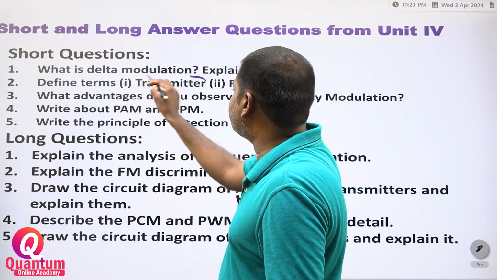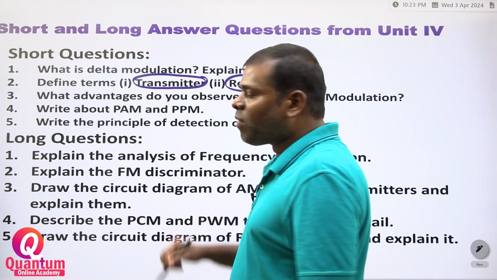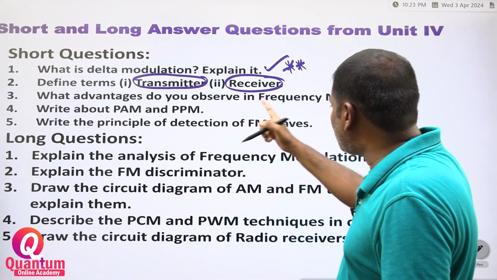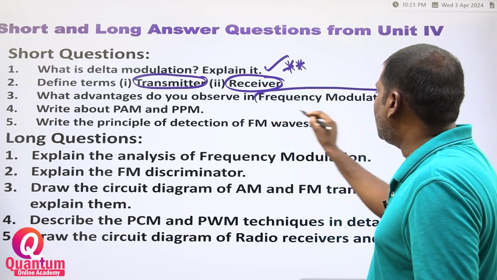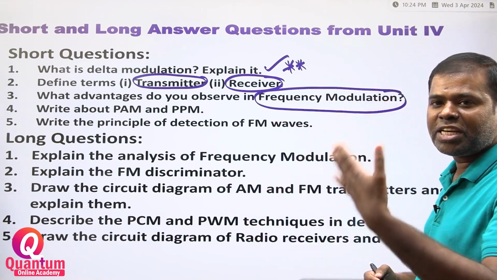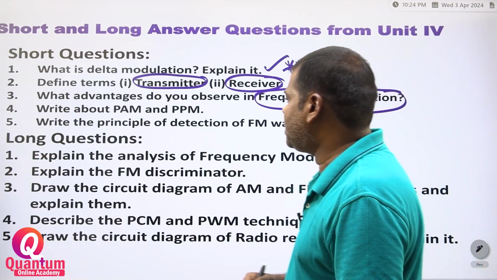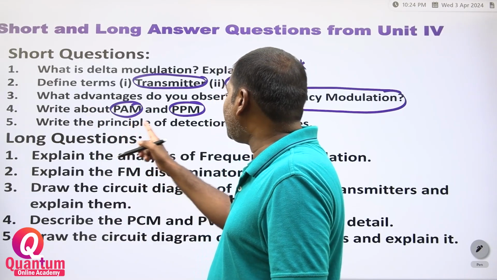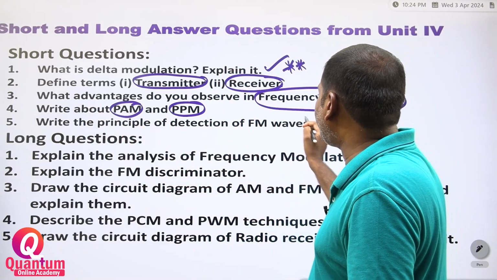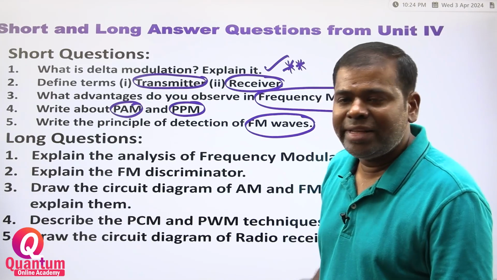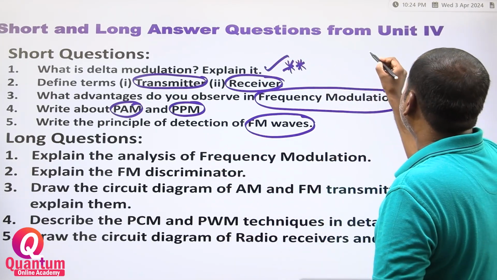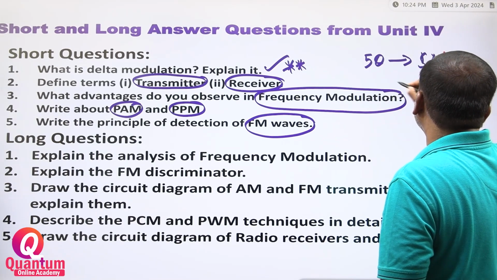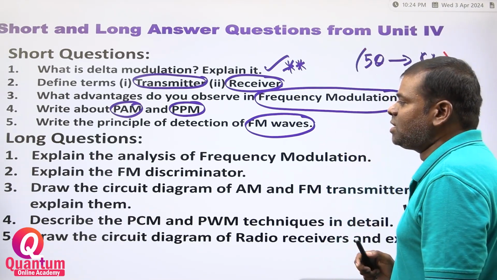Define the terms transmitter and receiver. What is the transmitter? What is the receiver? You have to explain. What advantages do you observe in frequency modulation? In frequency modulation, which types of advantages are there? You have to write. Write about PAM and PPM. Write the principle of detection of frequency waves. These 5 questions you have to read. These 5 questions you will get as short answer type.